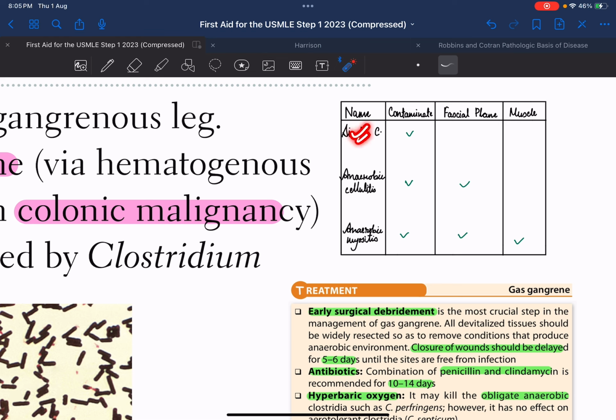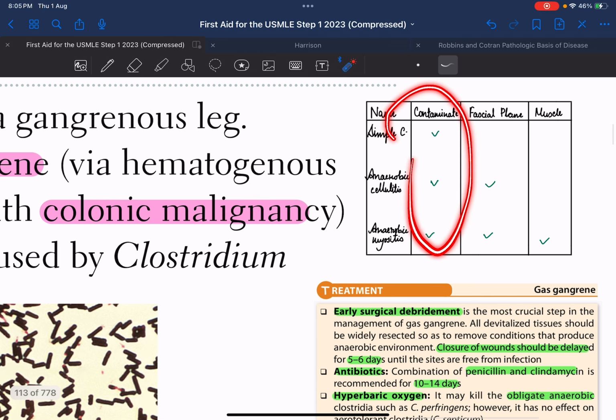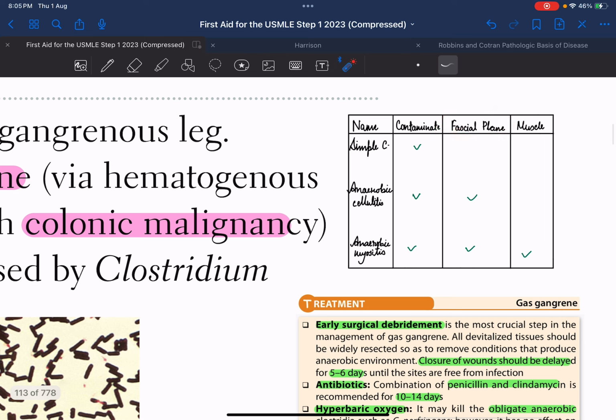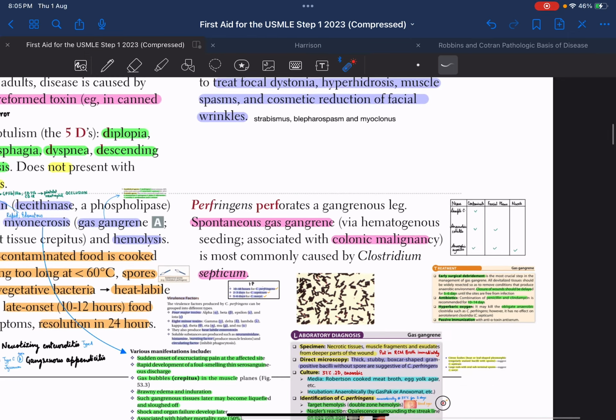Also, one thing to be seen over here is that there are 3 types in which this can manifest. Clostridium can cause simple cellulitis, anaerobic cellulitis, or anaerobic myositis, and in all 3 there is contamination of the site of infection. The fascial plane, the fascia, which we have talked about in anatomy, is affected in anaerobic cellulitis and anaerobic myositis, and in anaerobic myositis, as the name suggests, the muscle will also be infected, okay.